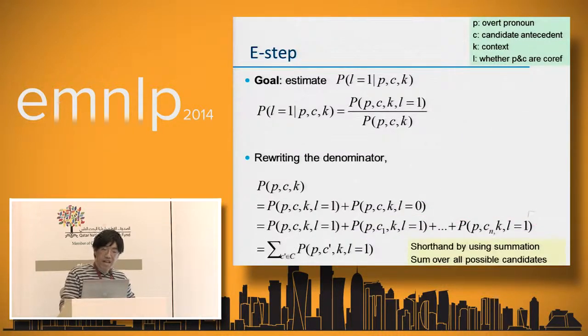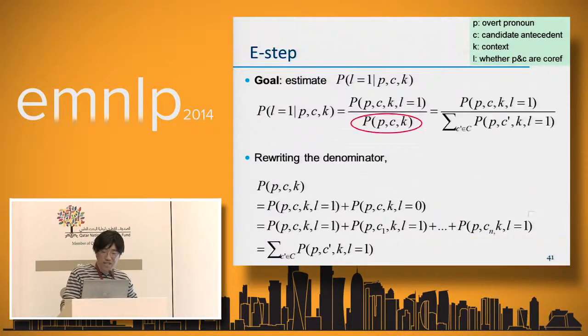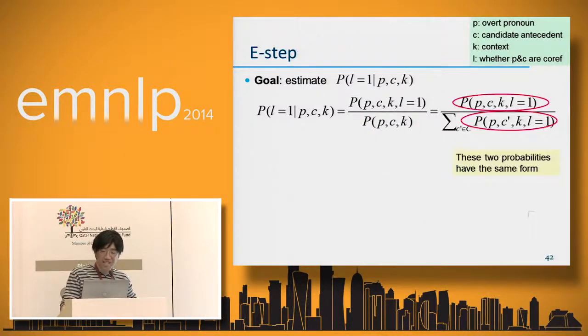Okay? And this last line is just a shorthand using the summation notation. We are summing over all the possible candidate antecedents. And so now, given these assumptions, we can rewrite the denominator as this.